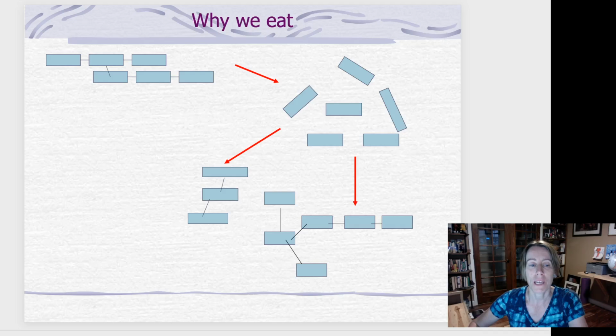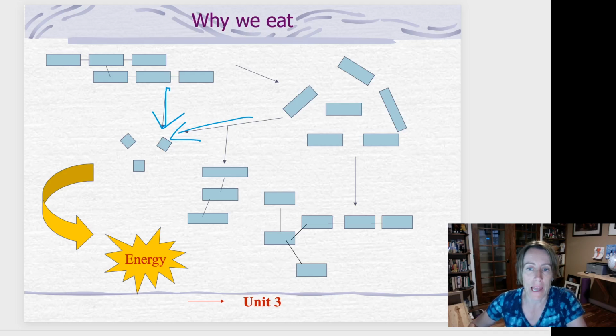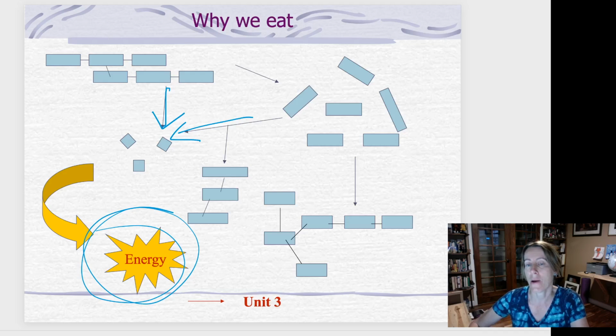So one last piece is that we can also take these individual building blocks and we can break them down even further. That's what these two arrows are showing, into these really tiny pieces. And when you do that, it's kind of like melting down the Legos to their real basic plastic, what it's made of. When you do that, you release energy. And that's how energy comes from our food.